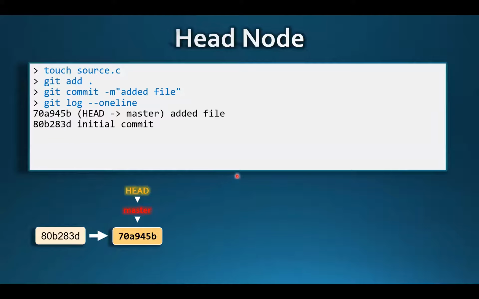When we add another file, so we'll add source.c to the repository, we add another commit with a new message. What the log will look like is the head is still pointing at the master branch, but the master now points at a different hash value with a different message. So this is showing you how the tree is building up on top of itself.